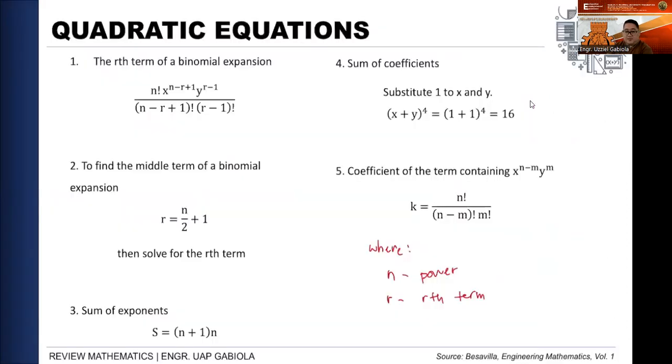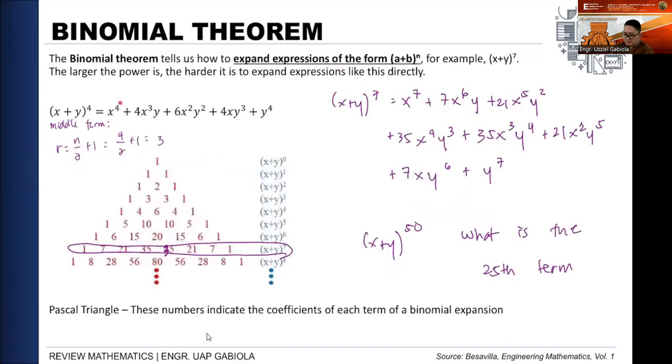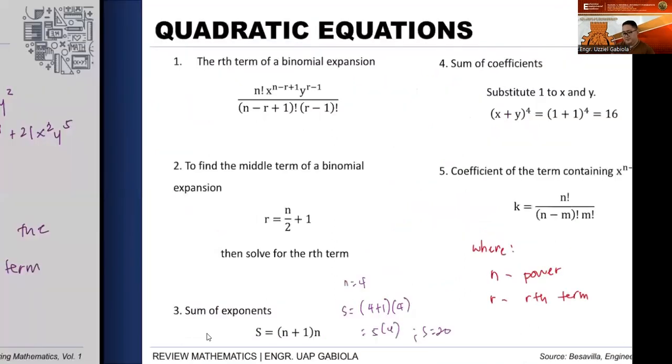Next is the sum of the exponents. We can get the sum of the exponents just by getting the value of n. So, in our earlier example, n is equal to 4. So, the sum of its exponents will be 4 plus 1 times 4. So, that is 5 times 4, or s is equal to 20. So, what is that here? What are we adding? It means we add all of these: 4 plus 4 is 8, plus 4 is 12, 16, 20. So, that is the sum we are referring to here.